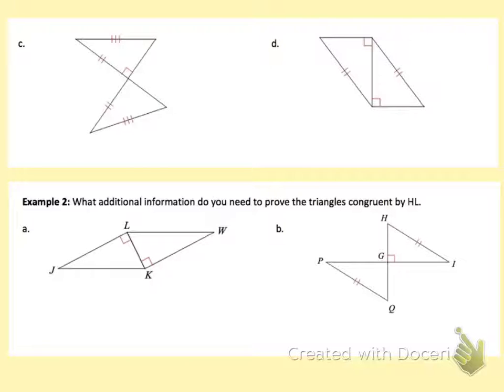So in this pair of triangles, I have these sides marked congruent, so you can see with the matching markings. Right? They've got 3 tick marks here, 3 tick marks here. That's a pair of sides.